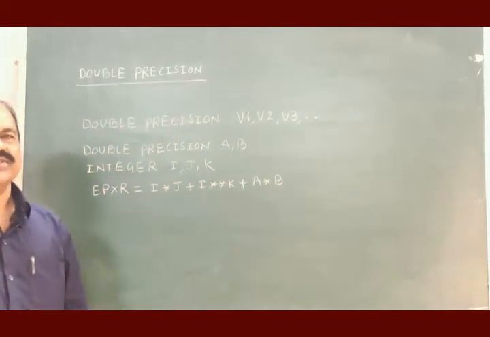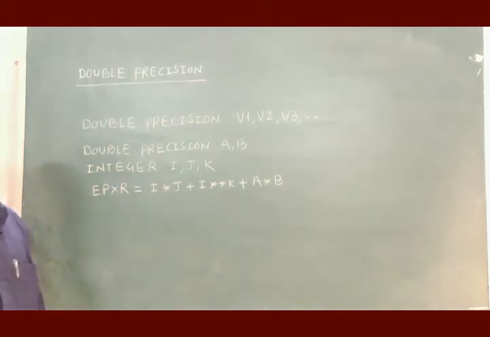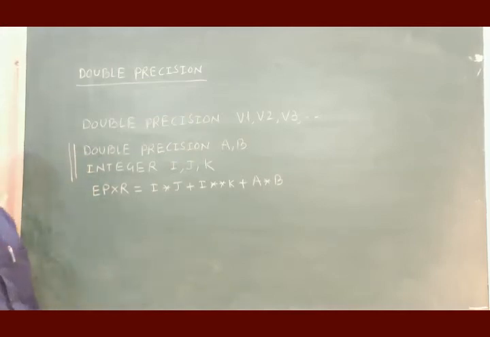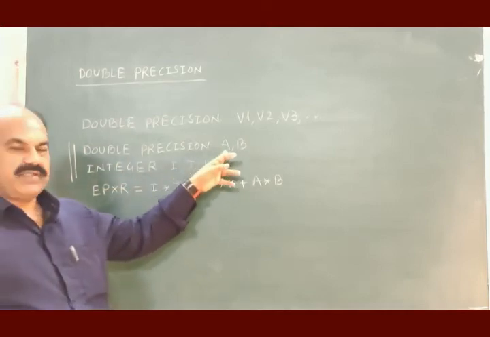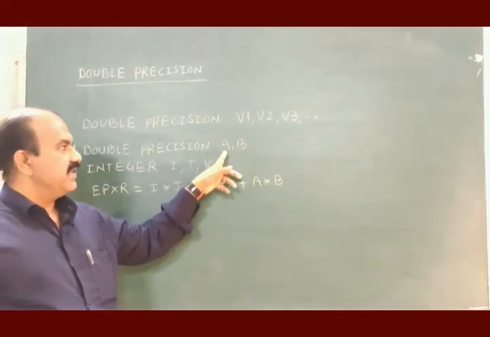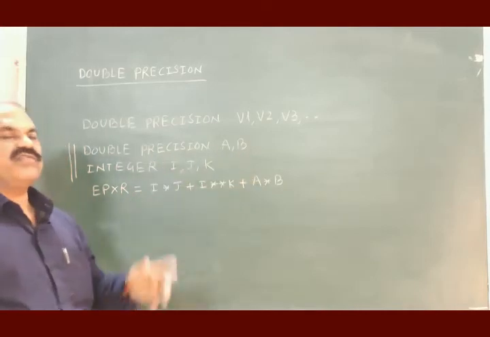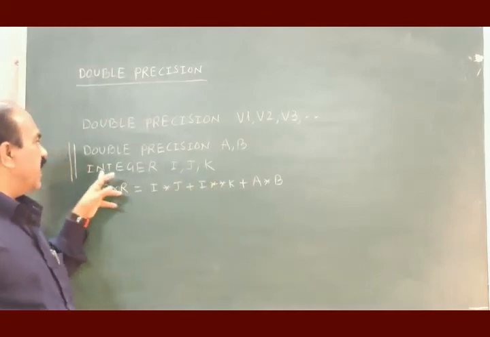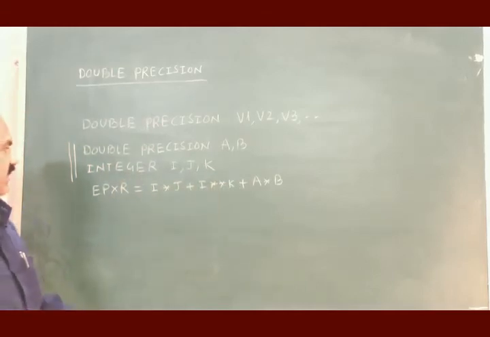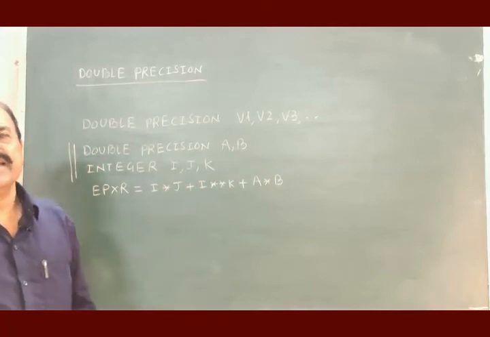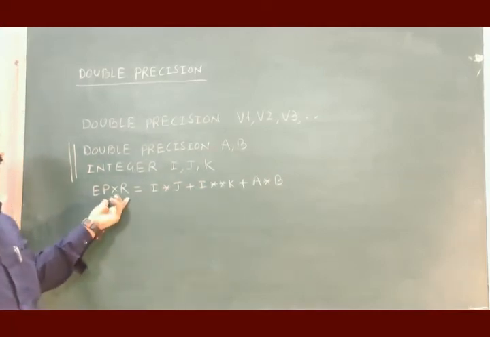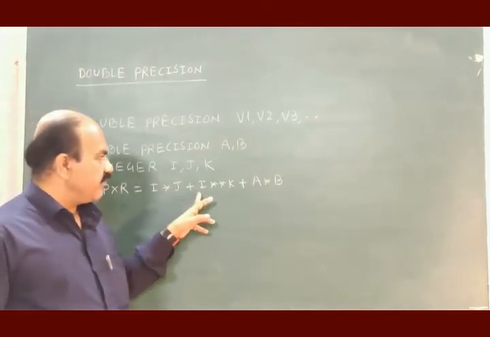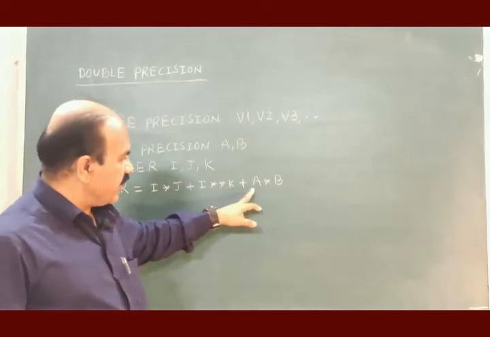Here I have written an arithmetic expression. Before that I have used the statement, double precision A comma B. It means that variable A and variable B are of double precision type. Variables I, J, K are of integer type. The expression is EXPR equal to I into J plus I to the power K plus A into B.